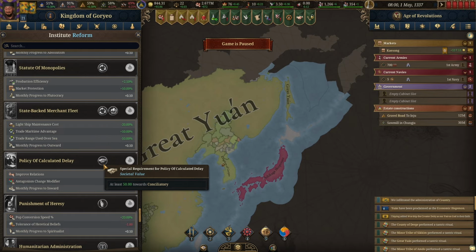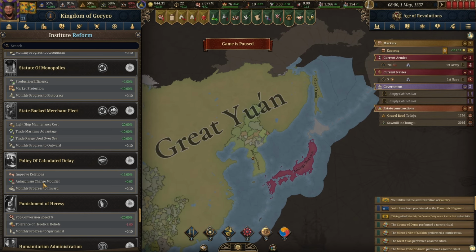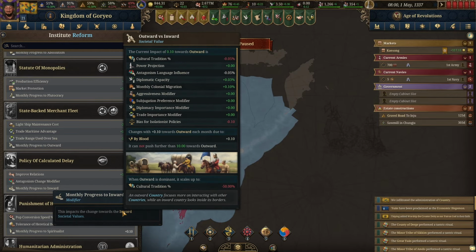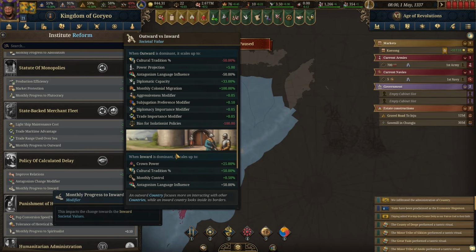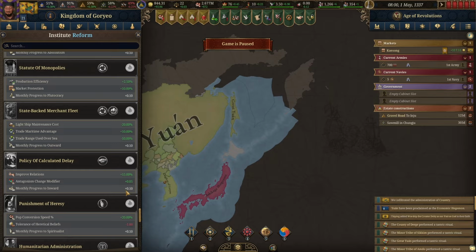For our conciliatory one, we have this policy of calculated delay, which gives an improved relationships modifier of 15% and an antagonism change modifier of 0.05, which I believe means that antagonism will decrease by 0.05 a year, I think. The improved relations is quite nice, but I'm not sure it's worth a reform slot. It also pushes you towards inward, which you may want to do if you decide to go all in on inward. But we'll talk about inwardness versus outwardness at a later date.